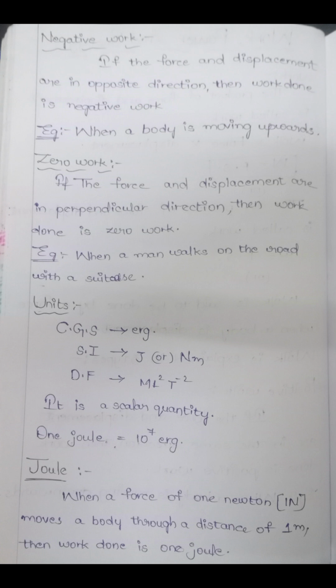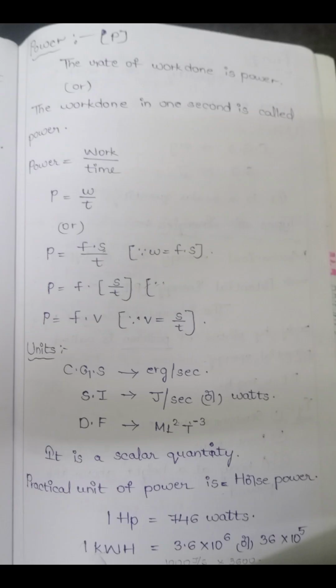Next, the topic is power. Power is defined as the rate of work done, or the work done in 1 second is called power. Power equals work by time. P equals W by T, or we can also write F into S instead of W. It means S by T, which equals velocity, displacement by time. So we derived another formula for power: P equals F into V.